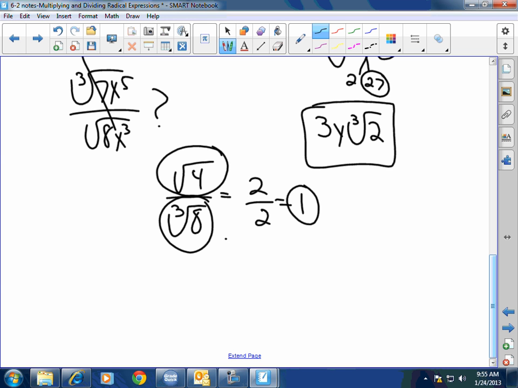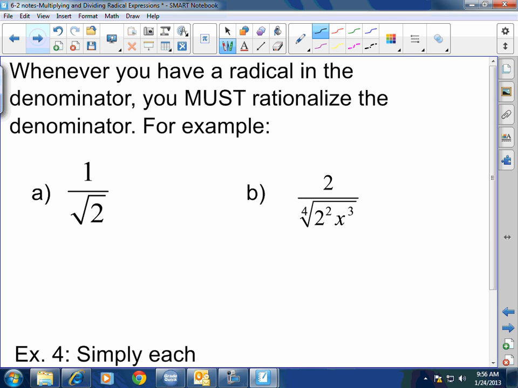Does that make sense, guys? The question was, how would you write the answer to this one? No solution, or you can't simplify. Any other questions so far? All right.